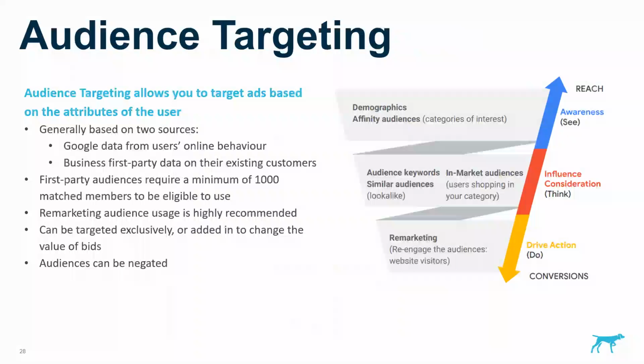We do have the Google data from user online behavior. But in addition to that, you can supplement your business first-party data, either for remarketing or using your existing customer base to find similar audiences or re-engage your existing ones. You do require a minimum of 1,000 matched members to be eligible to use your own data. So even if you have a list of 1,000 email addresses, they might not all be matched to Google users, and therefore you won't be able to use it. So it's best to get as many as you possibly can.